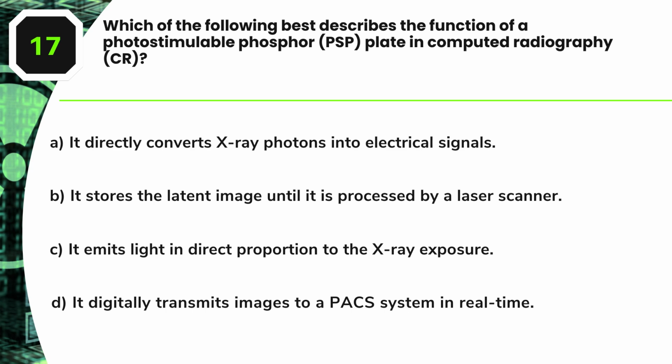Question 17. Which of the following best describes the function of a photostimulable phosphor, PSP, plate in computed radiography, CR? A. It directly converts X-ray photons into electrical signals. B. It stores the latent image until it is processed by a laser scanner. C. It emits light in direct proportion to the X-ray exposure. D. It digitally transmits images to a PACS system in real time.